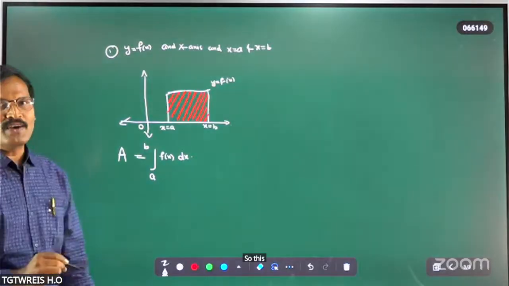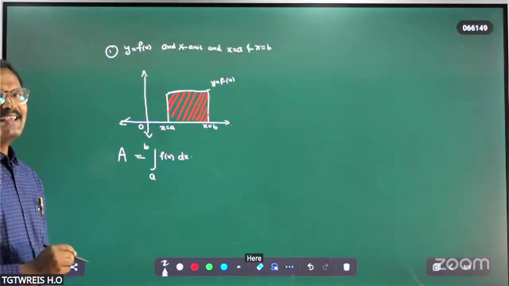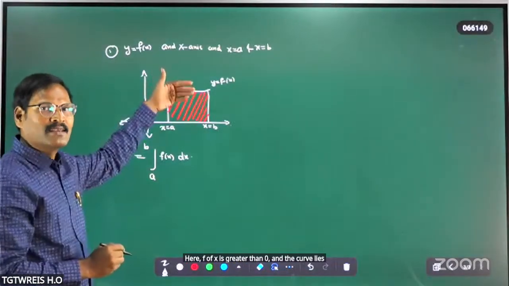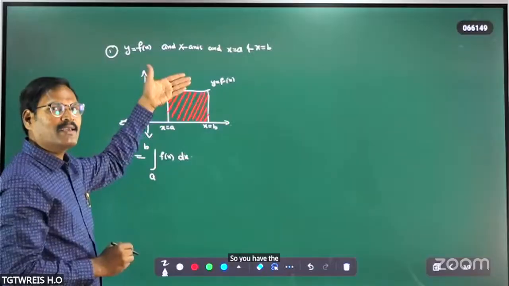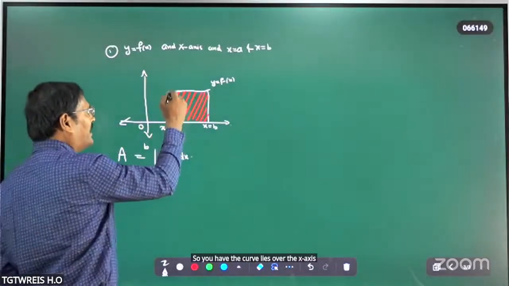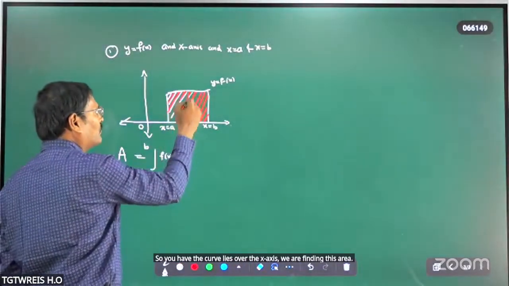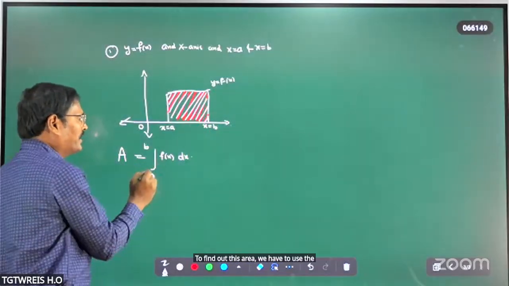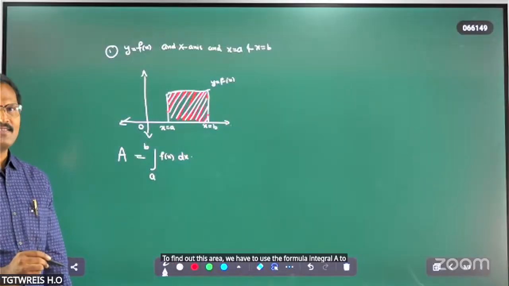So this is the first case. Here f of x is greater than 0 and the curve lies above the x-axis. So here the curve lies above the x-axis. We are finding this area. To find out this area, we have to use the formula integral a to b f of x dx.